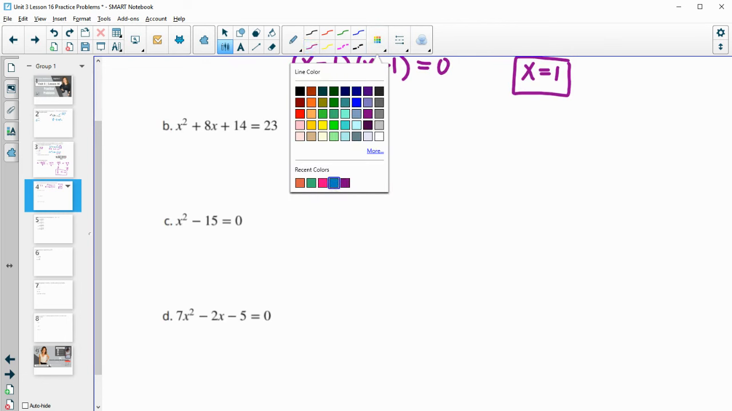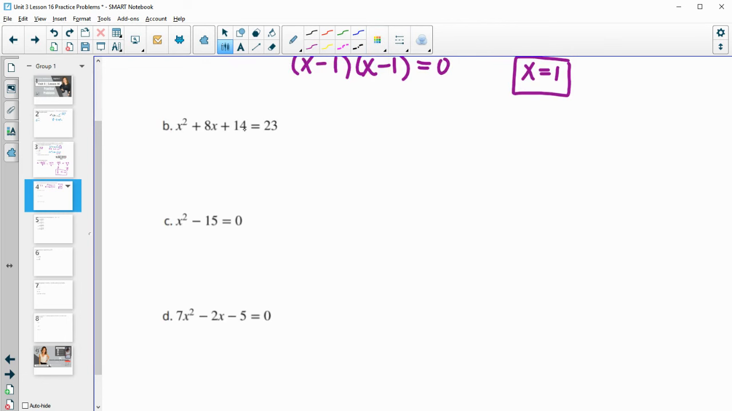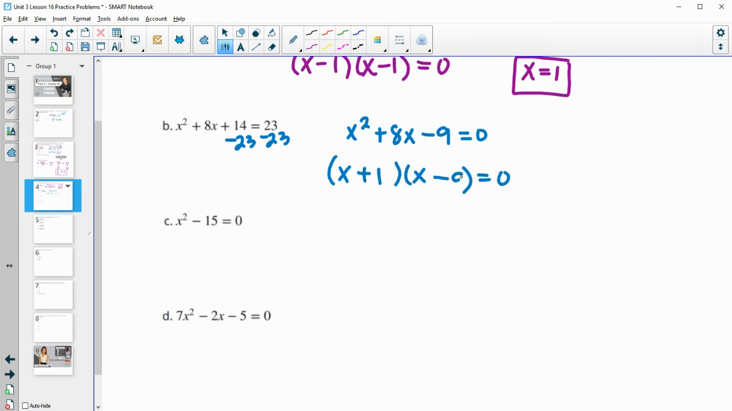Part B, again, has the x squared and the x. I'm going to bring this 23 over so we can get the equation equal to 0. So we have x squared plus 8x minus 9 equals 0. Our a value is 1, so I can just look at negative 9 for factors that add to 8. And I know that those factors would be a plus 1 and a minus 9. Or sorry, that's wrong.